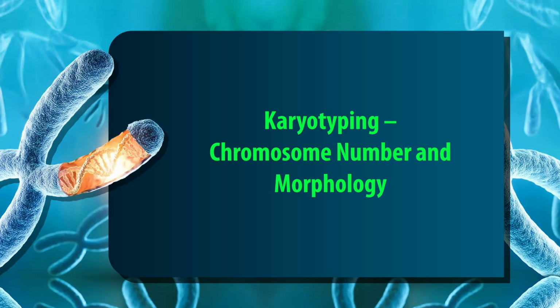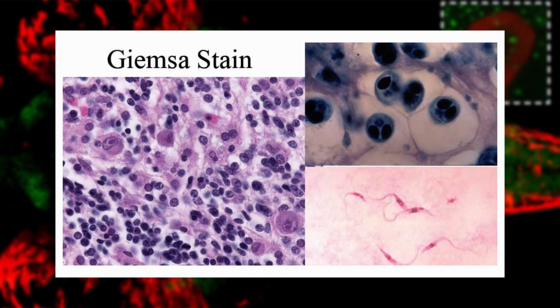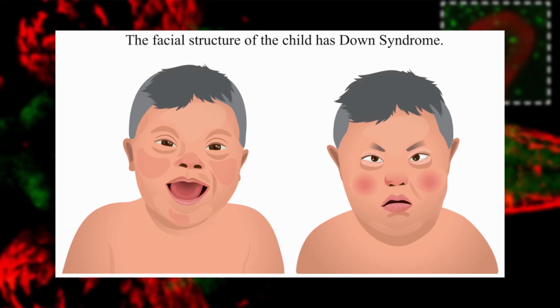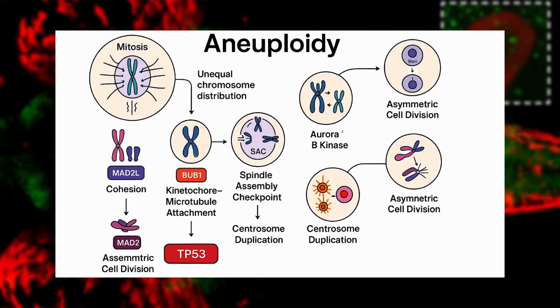Karyotyping: chromosome number and morphology. Cells are arrested in metaphase, stained, for example with Giemsa, and photographed to form a karyogram. This reveals the chromosome number, size, and shape, confirming the human diploid set of 46. Abnormalities like trisomy 21, Down syndrome, or cancer-related aneuploidy can be detected.